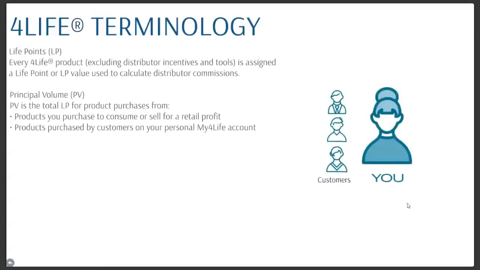Let's look at an example of that. So here's you and your customers, either My4Life customers or legacy customers. Any LP that's done by them and you, all is going to accumulate to be your principal volume or your PV. So in this month, if this was you, you would have 410 PV.